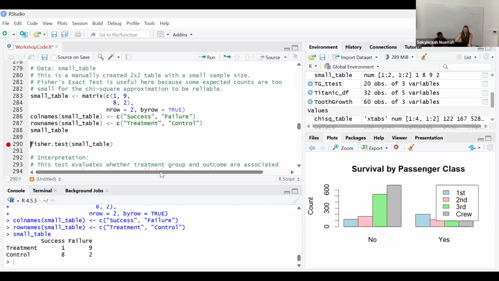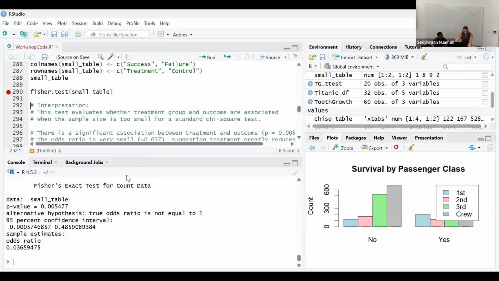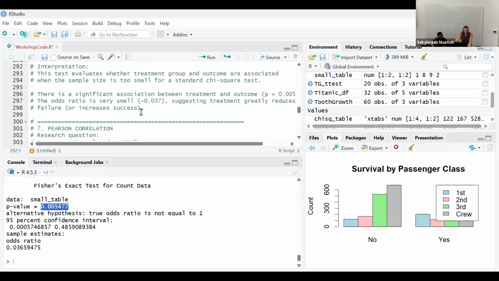Okay, let's go ahead and run this test on this small table that we made. We've got a p-value that's very low. That tells us there is a significant association between treatment and outcome. The odds ratio down here is also very small, and that would suggest that treatment greatly reduces failure or increases success.